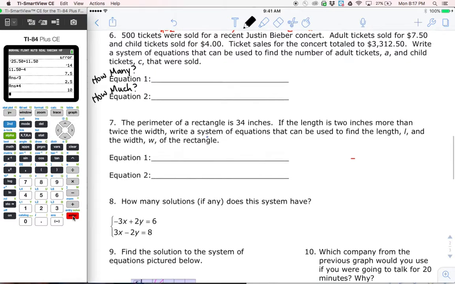All right, let's see here. 500 tickets were sold for a recent Justin Bieber concert. Adult tickets sold for $7.50 and child tickets sold for $4. It's a very discounted sale, okay? Ticket sales for the concert totaled $3,312.50. Write a system of equations that can be used to find the number of adult tickets A and child tickets C. So they want us to use A and C for our variables.